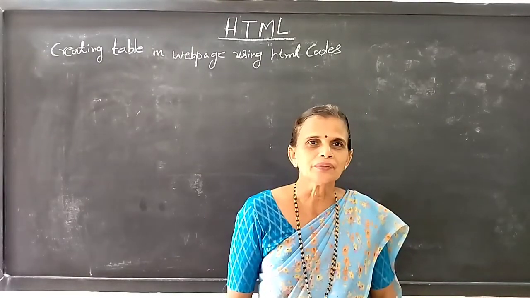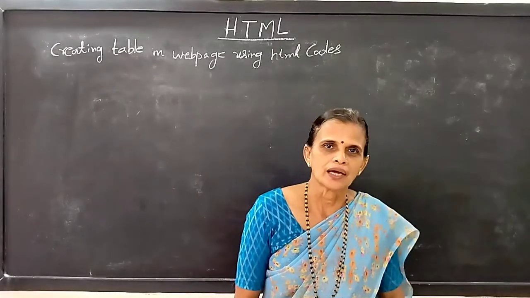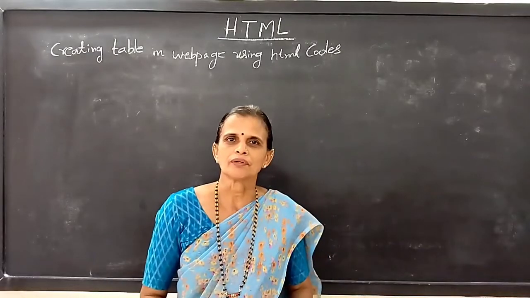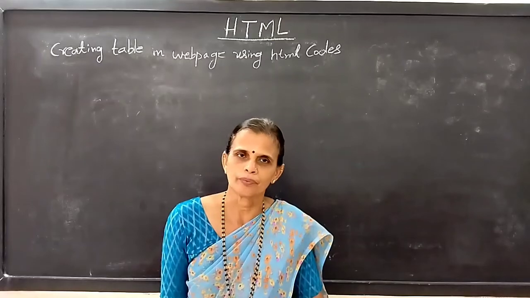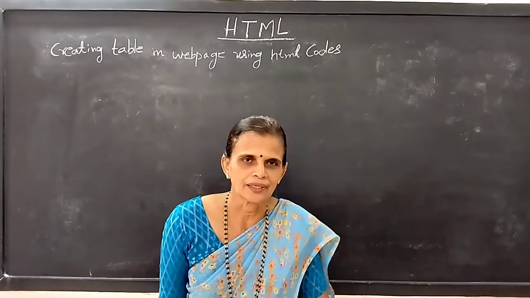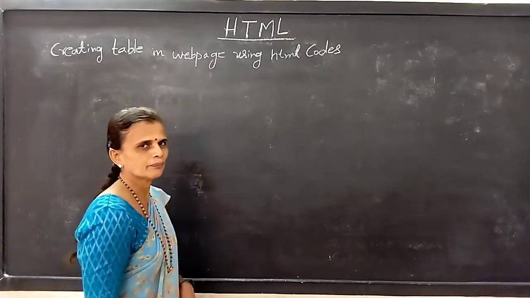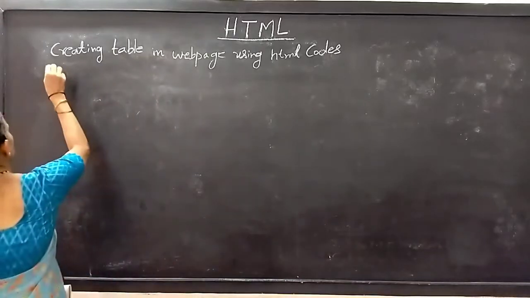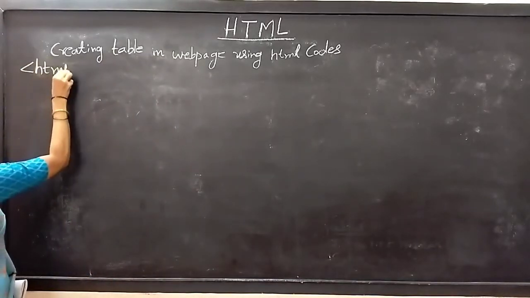Today we will continue creating tables by writing HTML codes. And what are the steps to follow for writing HTML code? First, you have to open a text editor or Notepad, that we have already learned. Today we will write the same for the purpose of creating tables. Now the first step is, as you know, you have to write HTML.